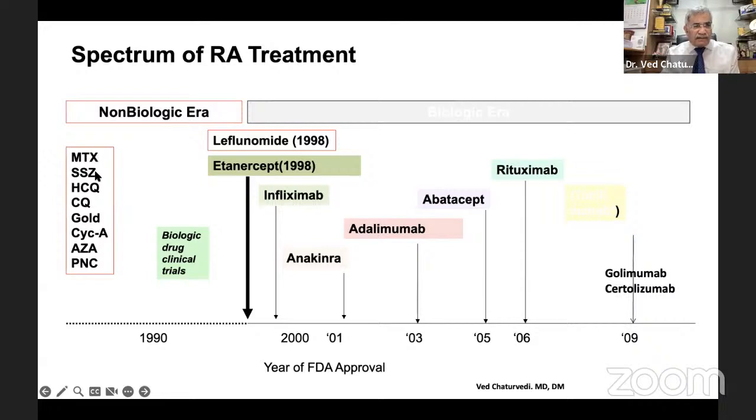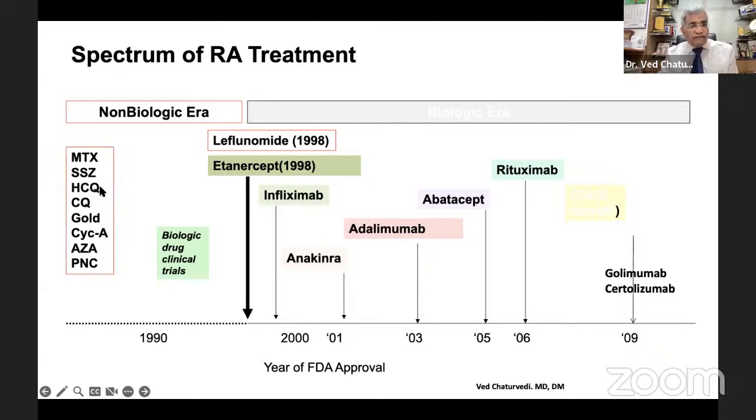Gradually methotrexate survived. Most of the other drugs are not much used, but methotrexate, sulfasalazine, and hydroxychloroquine are. Now, what is the difference between chloroquine and hydroxychloroquine? Chloroquine was a drug used for malaria. The same drug is used for rheumatoid arthritis. But people realized there is a lot of eye toxicity, the retinopathy. So if you do the hydroxylation, then eye toxicity is less. It is absolutely safe. So hydroxychloroquine.